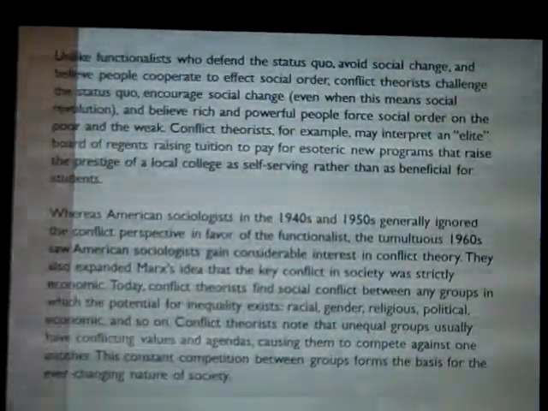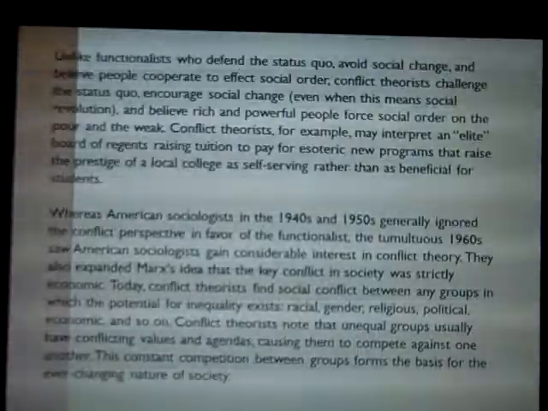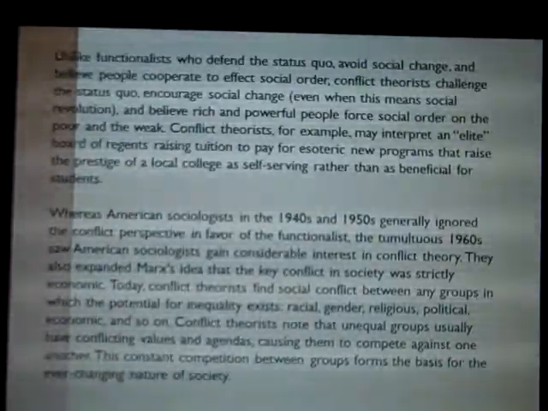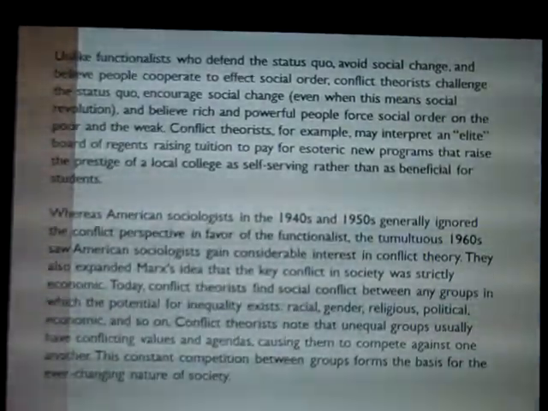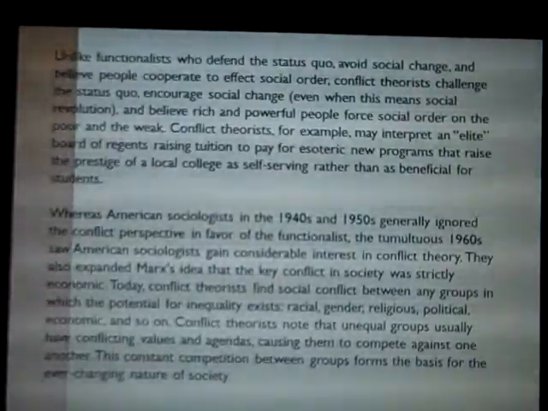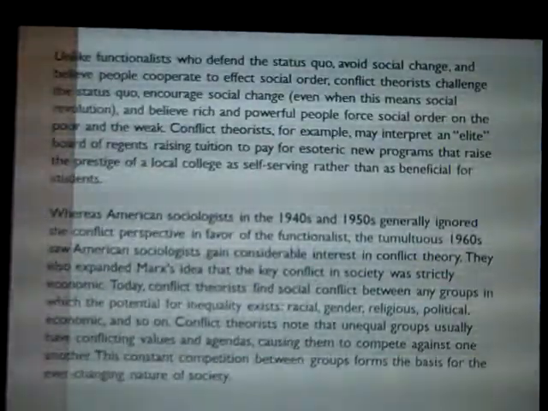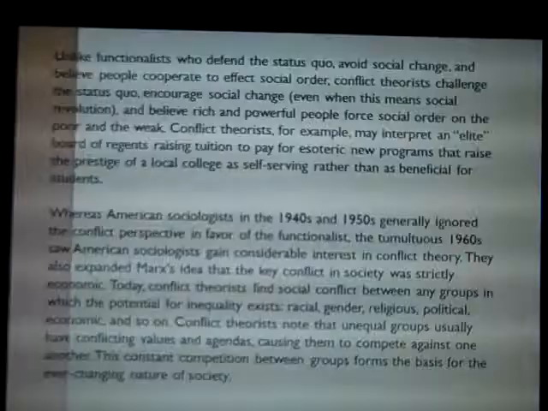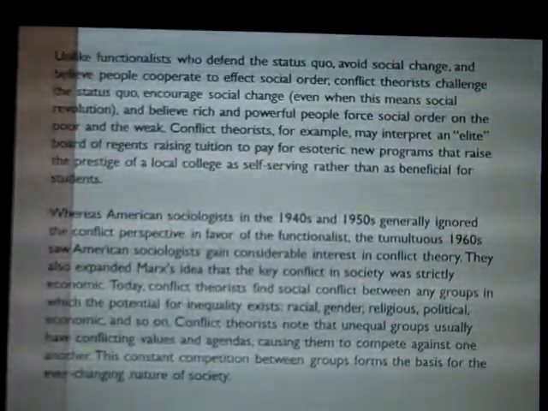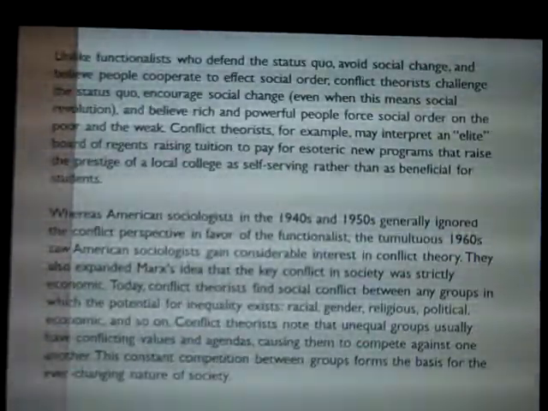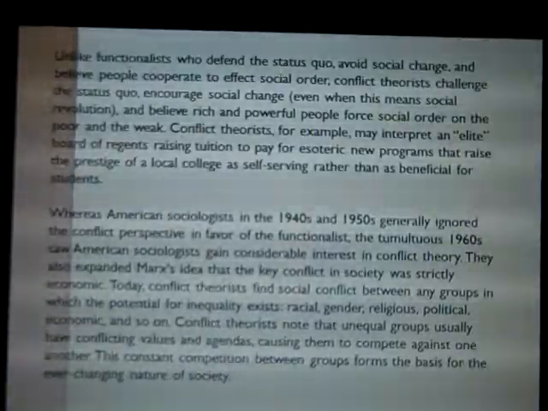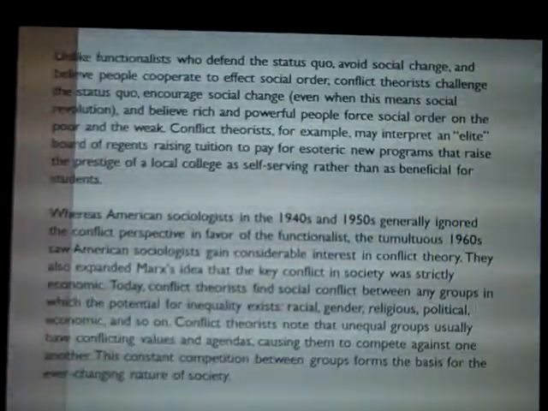Unlike the functionalists who defend the status quo, avoid social change, and believe people cooperate to affect social order, conflict theorists challenge the status quo, encourage social change even when it means revolution. Again, think of the discussion of Karl Marx that we had last week. They believe the rich and the powerful people force social order on the poor and the weak.